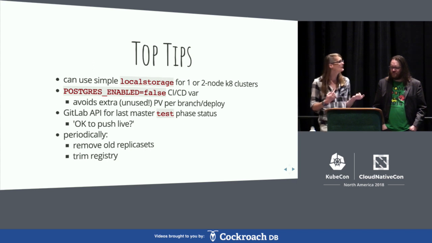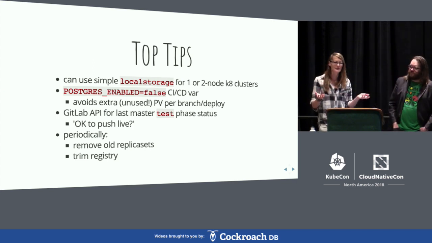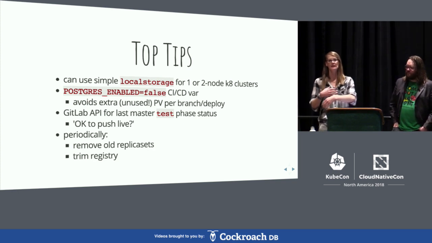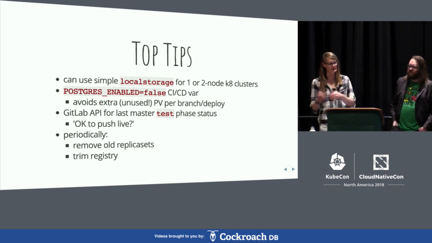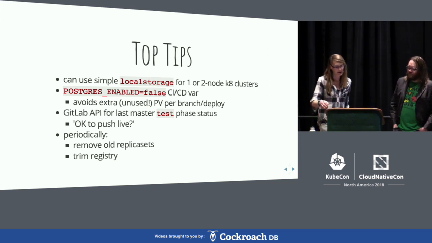GitLab AutoDevOps comes in with something called Postgres. It comes in with an empty Postgres database, trying to be very helpful, but that makes persistent volume claims that you don't need if you're not going to use it, and by default you probably won't use it, so I recommend turning that off in this little CI/CD variable. It's right in the GUI.